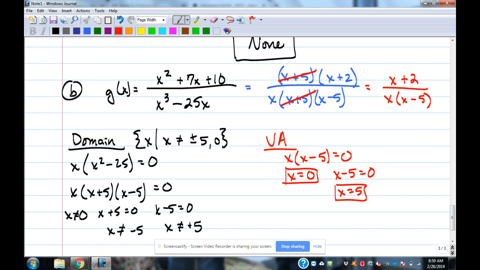We'll look at the graph with the graphing calculator for this one in just a minute. Oh, there's plenty of seats up here in front.